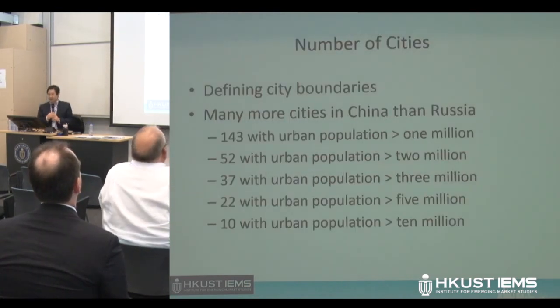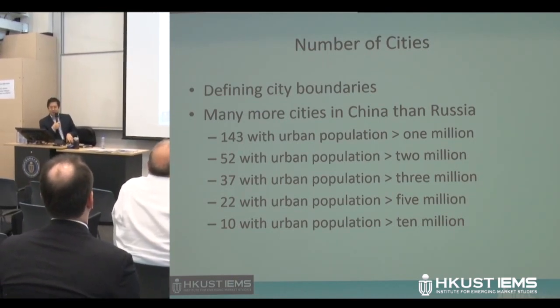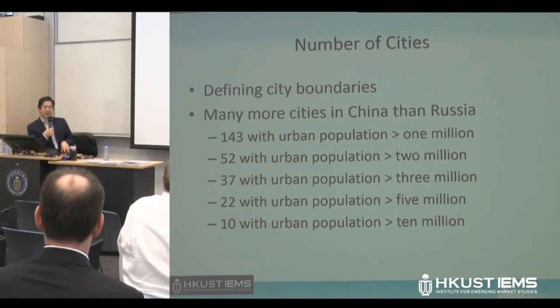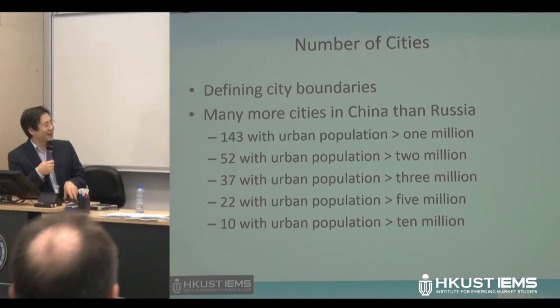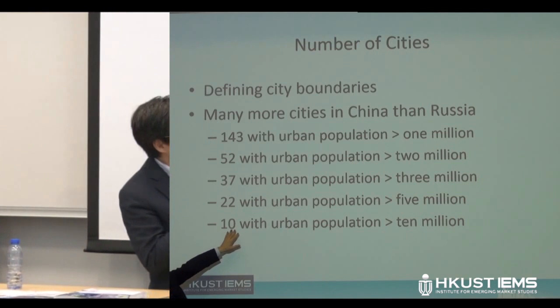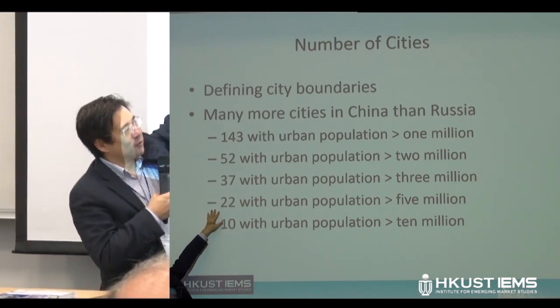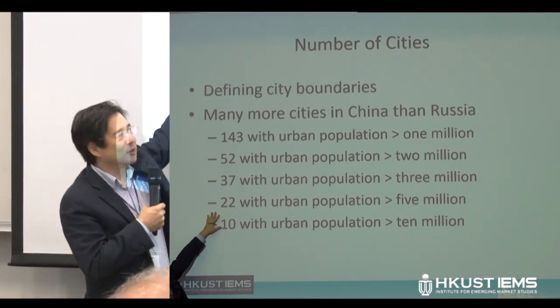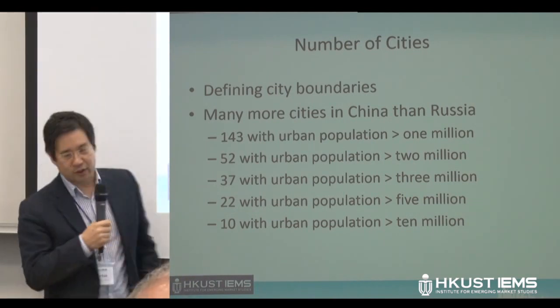So the first issue that came up in thinking about extending this to China was which cities should we do and how many? Because there are a lot more cities in China than in Russia. And in fact, I was amazed. There are 10 that are over 10 million population, not one. And there are 22 with a population over 5 million, not two, which is the case in Russia. And if we went to the 1 million category, we'd have 143 cities in China to look at.